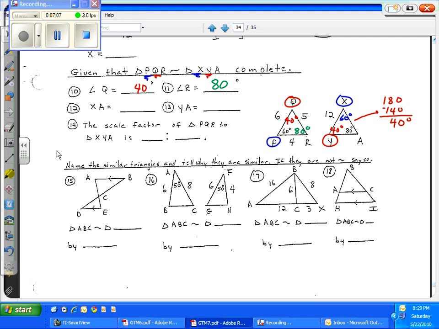We now have that all three angles of one equal all three angles of another, so these are obviously similar by angle-angle similarity. If they're similar, then the sides are in proportion, but we would want to be able to name that proportion.